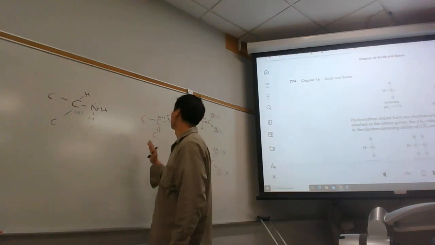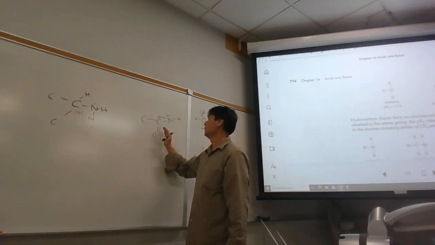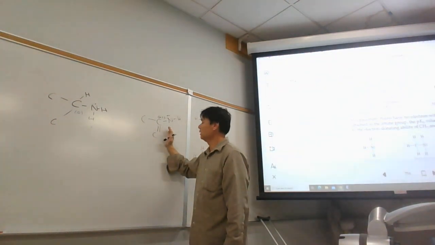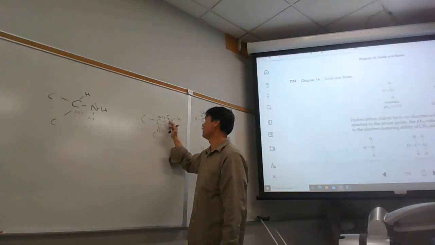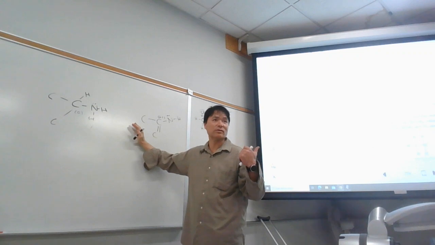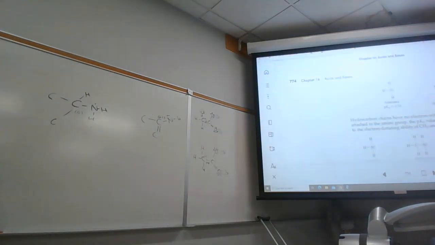So this is basically the reason why aniline, which is the common name for phenylamine, is so much weaker: we have resonance delocalization of the lone pair into the ring based on those resonance forms there. Let's take a look at this.